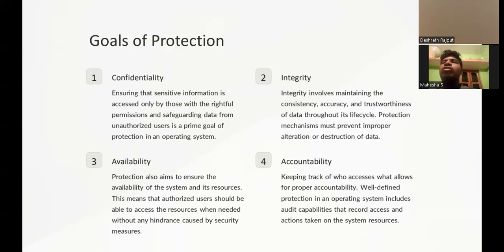Availability. Protection also aims to ensure the availability of the system and its resources. This means that authorized users should be able to access the resources when needed without any hindrance caused by security measures. Next, accountability. Keeping track of who accessed what allows for proper accountability. Well defined protection in an operating system includes audit capabilities that record access and actions taken on the system resources.